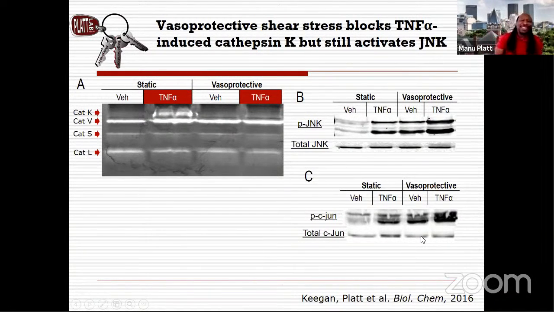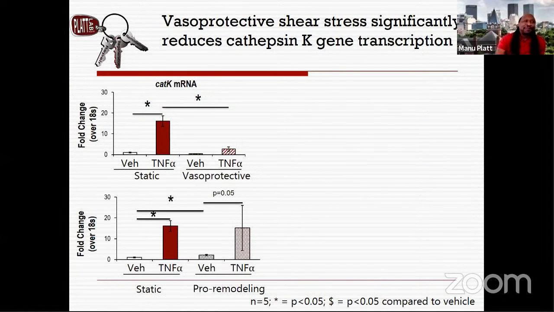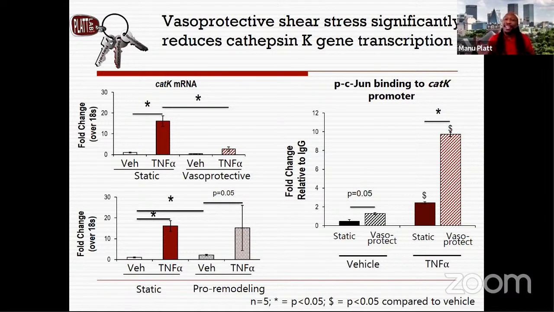So what's happening here? This is what makes it challenging, to do the detective work. Then we looked at mRNA with quantitative real-time PCR, and we found that at the mRNA level, TNF alpha turns up cathepsin K. Vasoprotective shear did reduce the TNF alpha-induced mRNA. I'm not showing it, but the pro-remodeling did not, of course. The question about the mRNA was, what's stopping the mRNA? Maybe c-Jun, as a transcription factor, AP-1, is not binding to the promoter, and that's why we're getting a reduction in mRNA. That was not the case.